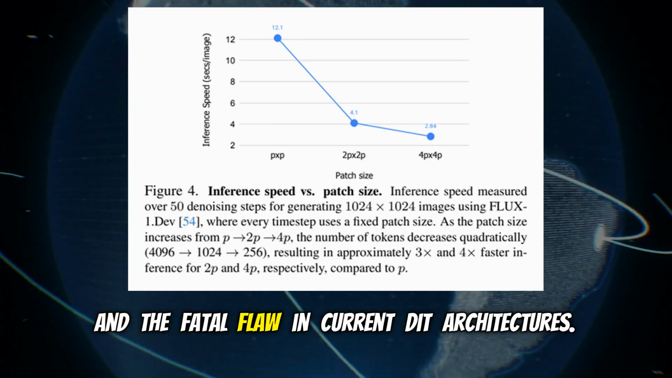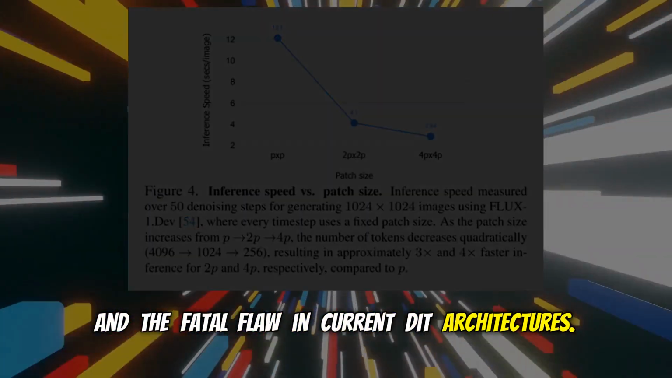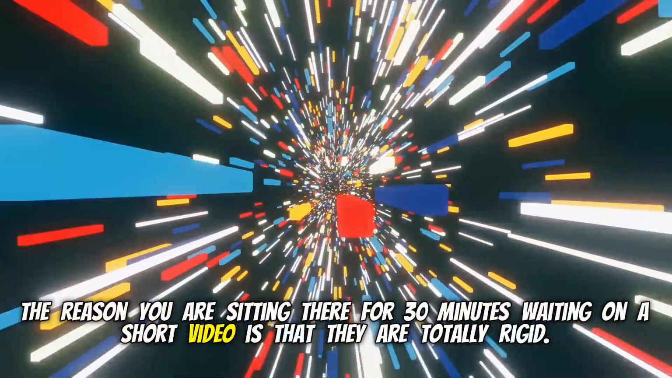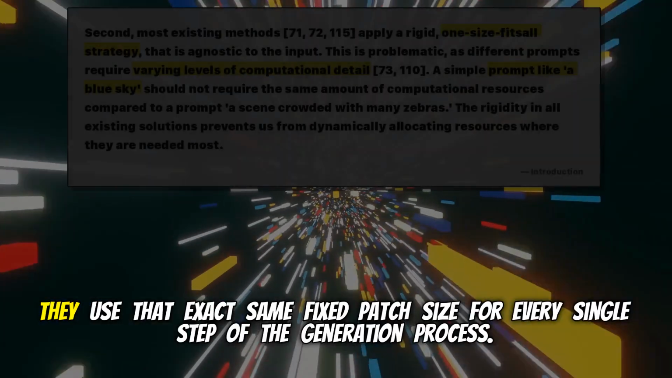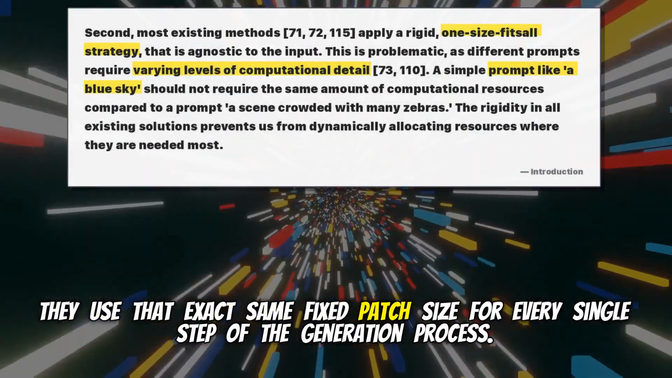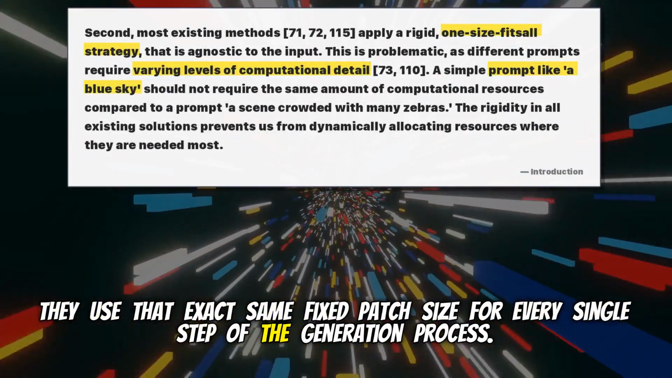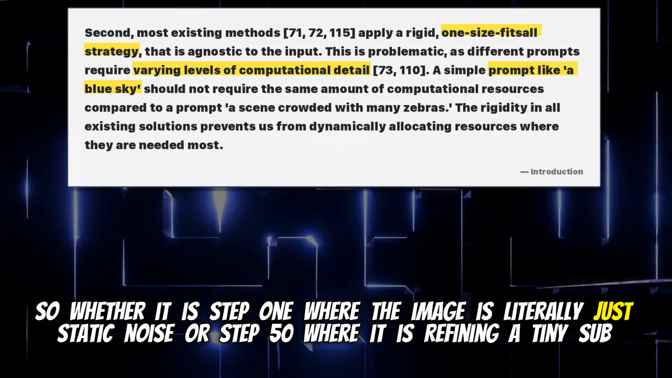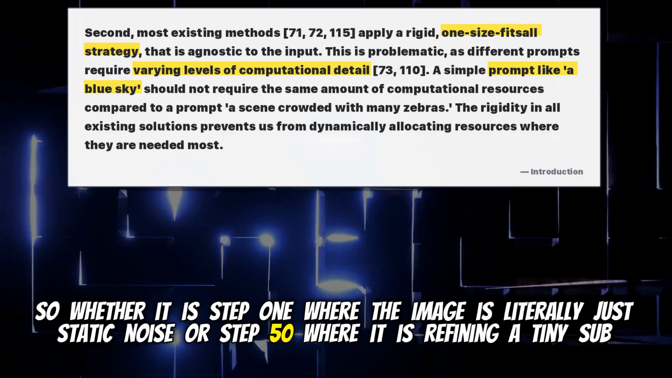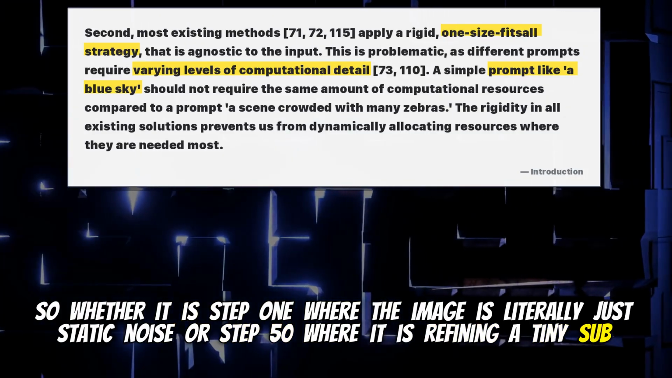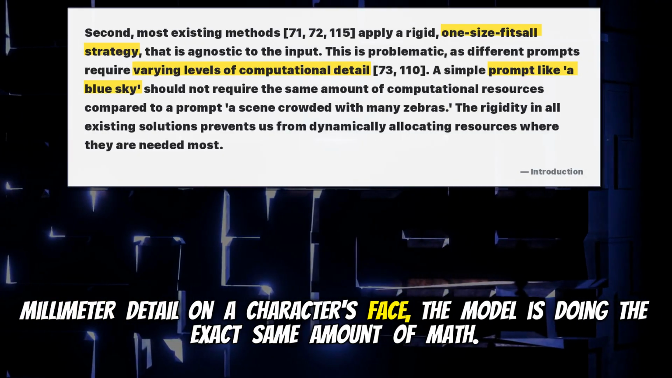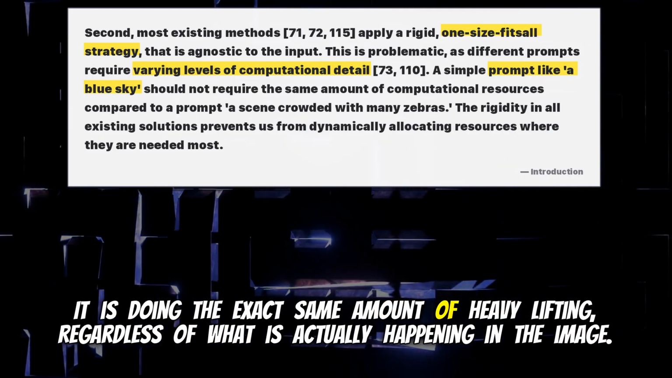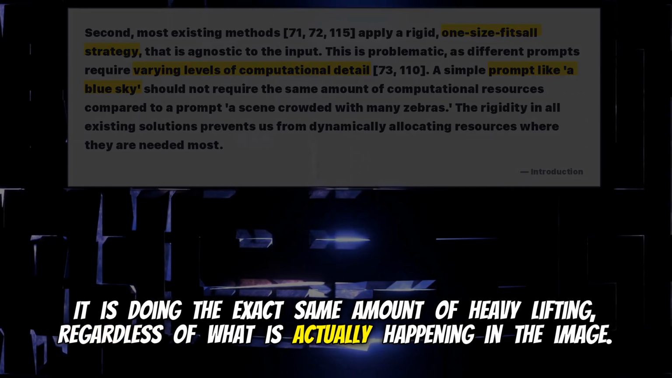And the fatal flaw in current DiT architectures, the reason you are sitting there for 30 minutes waiting on a short video, is that they are totally rigid. They use that exact same fixed patch size for every single step of the generation process. So whether it is step 1, where the image is literally just static noise, or step 50, where it is refining a tiny sub-millimeter detail on a character's face, the model is doing the exact same amount of math. It is doing the exact same amount of heavy lifting, regardless of what is actually happening in the image.